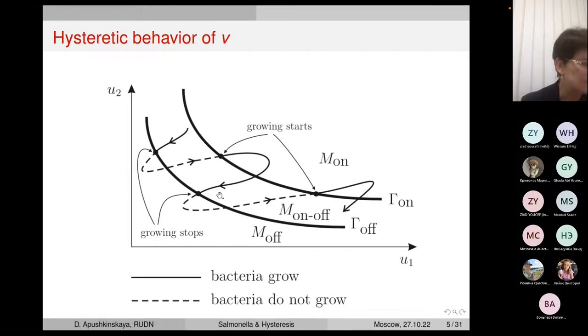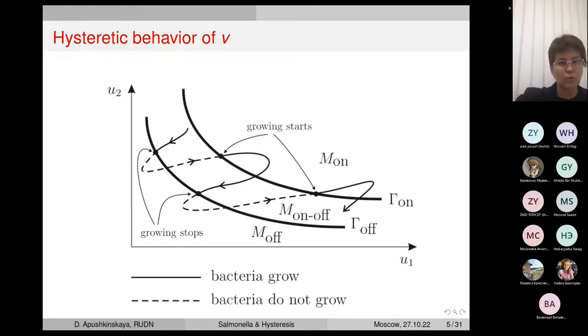But if we are in between, it can be 1 or minus 1, depending on which trajectory we come to this region. For instance, we are here and we come to the mixed region. Here the value was 1, and it stays 1, 1, 1, 1, 1 until we reach the γ off region. After that, we come from the γ off region, it's minus one, minus one, minus one, minus one, stop. Here we switch again, it's one, and so on. This is our hysteresis.